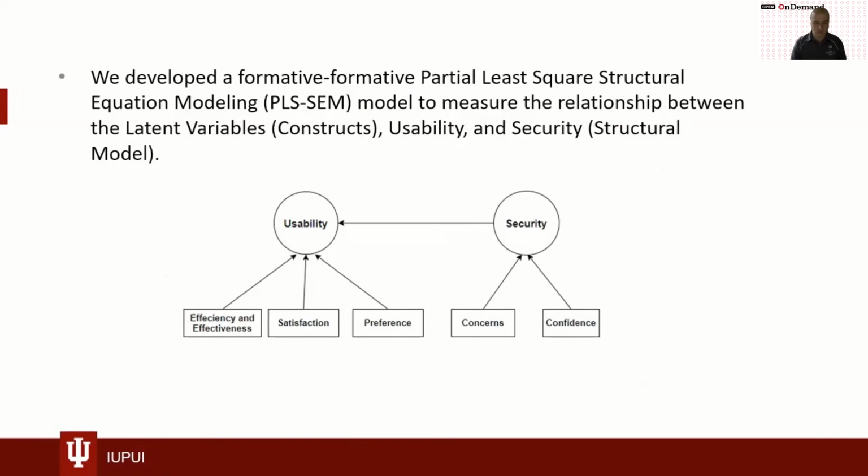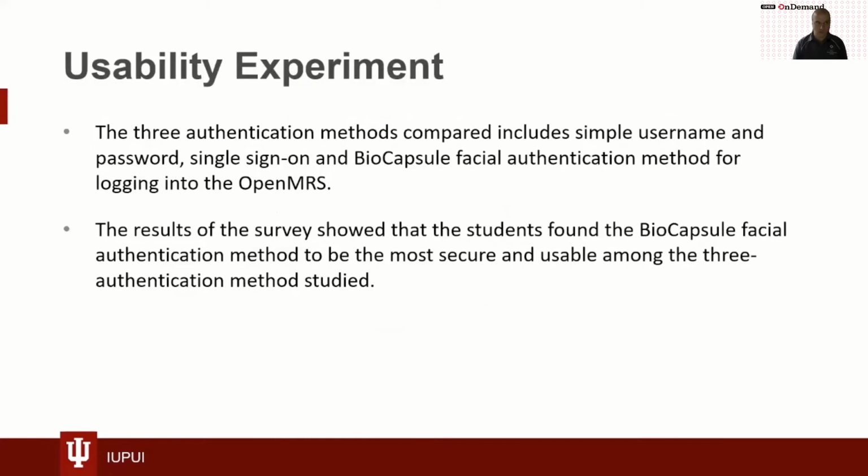Then these were the 5 variables on which the questions were based: efficiency and effectiveness, satisfaction, preference, concerns, and confidence for the 3 authentication methods. Once we got the results, we developed a formative partial least squares structural equation model to measure the relationship between usability and security. From the results, it was found that the BioCapsule facial authentication was the most preferred, usable, and secure among the 3 authentication methods used.